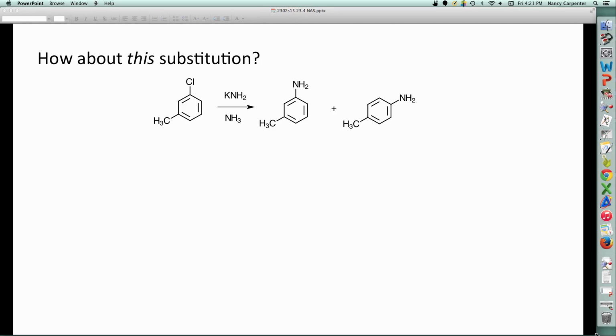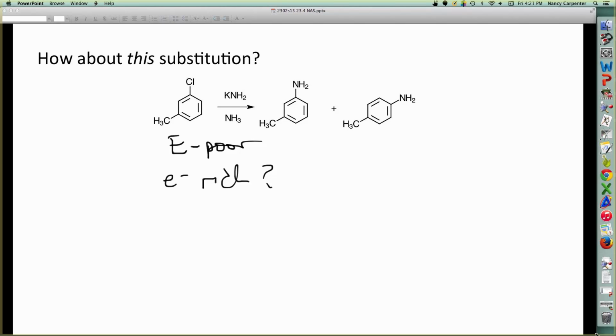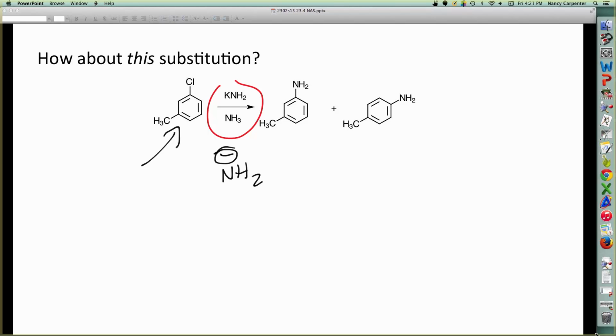Okay, one more substitution. This one's kind of wacky looking. Look at it carefully. One, I don't have a particularly electron poor, or excuse me, electron rich aromatic, but geez, I'm very definitely adding a strong nucleophile. This does not have enough electron withdrawing groups on it to make it undergo nucleophilic aromatic substitution.